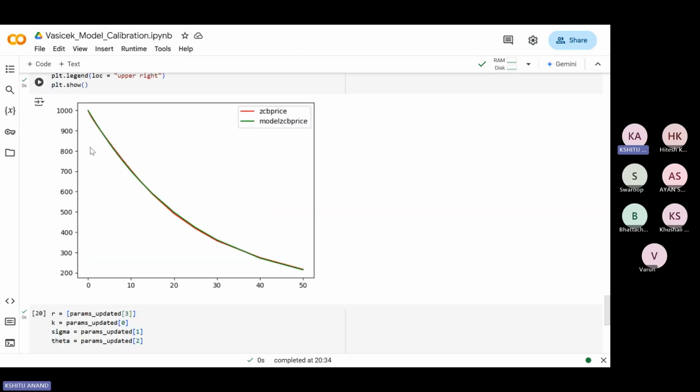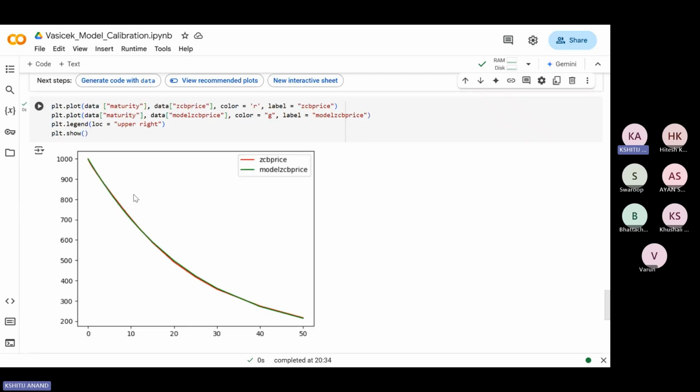But in a macroscopic sense, this is the result of our calibration of the initial yield curve. Well, this is not a yield curve because these are the prices of zero coupon bonds. The market ZCB prices are denoted by this color, and the green color is the model prices. On a macroscopic scale, the prices are quite close.